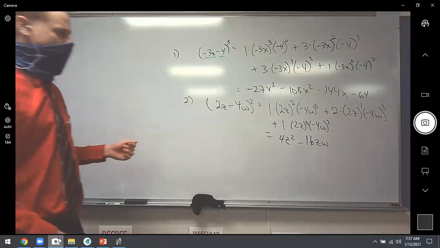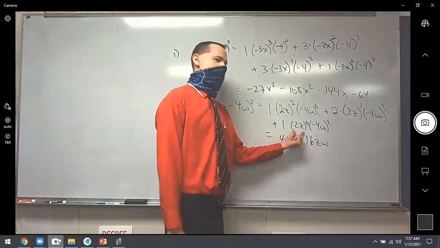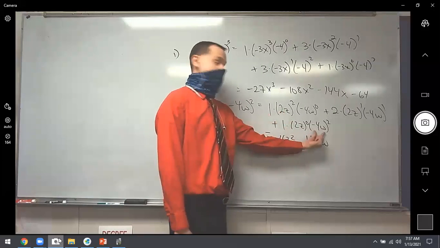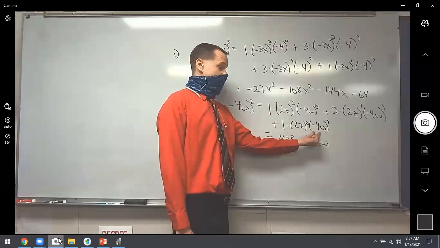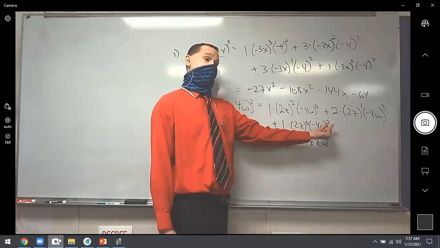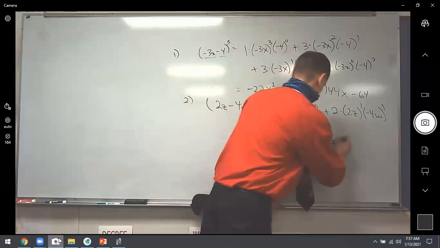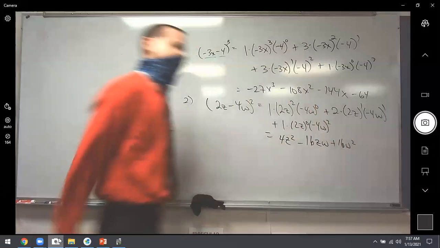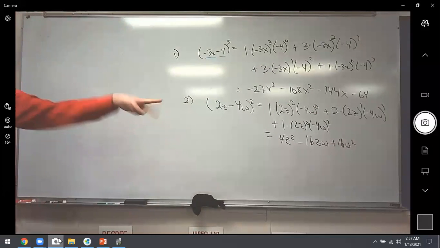And then the very last one, something to the 0 doesn't matter. It's 1. So basically just this thing squared. Negative 4 squared is positive 16, correct? And 16, and you also have the w, it's just squared, so 16w squared. And as predicted, it oscillates from plus, minus, plus.